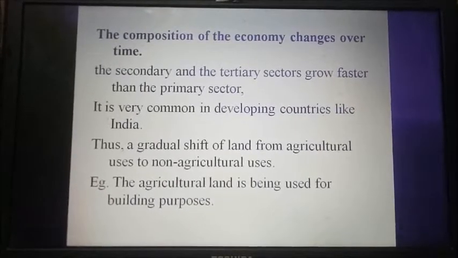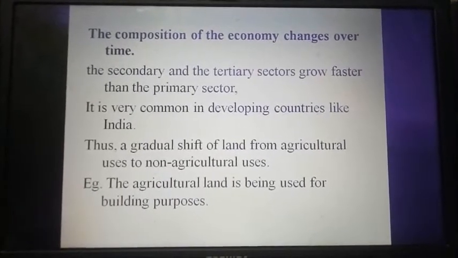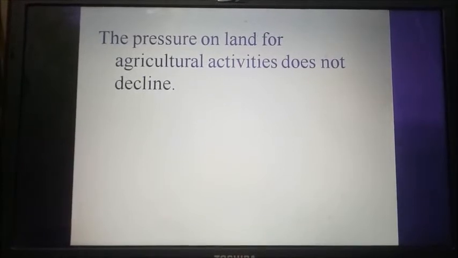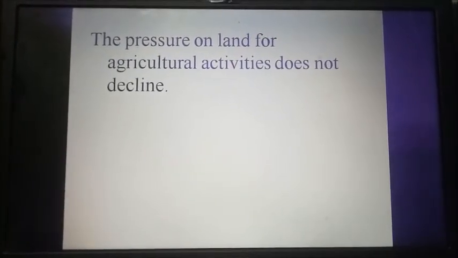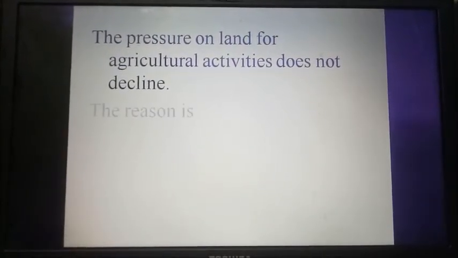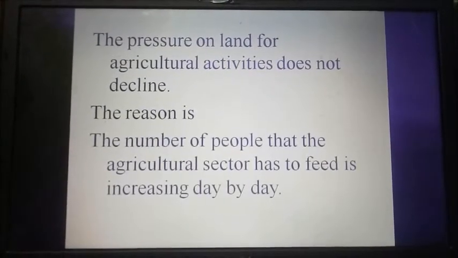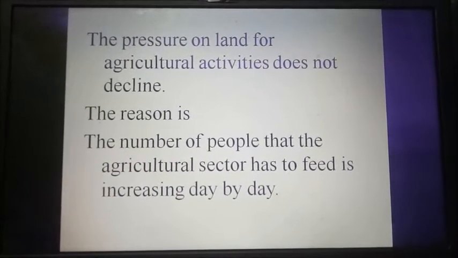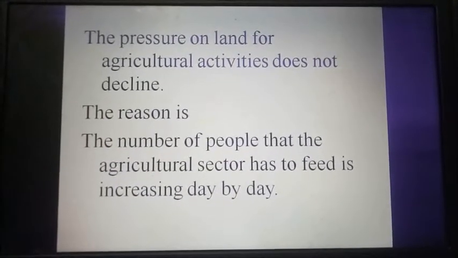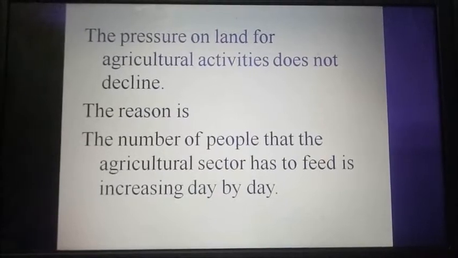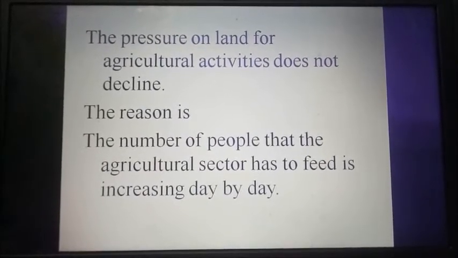For example, agricultural land is now being used for building purposes. Because of this, the pressure on the land for agricultural activities does not decline. Why? The reason is the increase in population. Moreover, with the increase in population, the demand for food is increasing day by day, and that is why the pressure on the land for agricultural activities is also increasing.